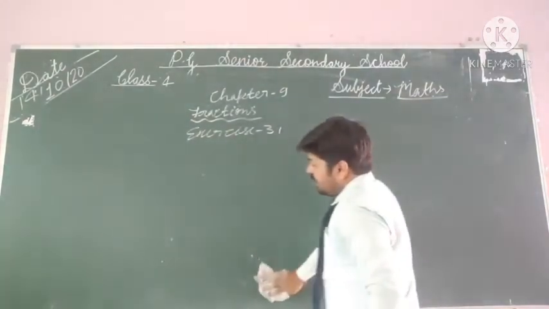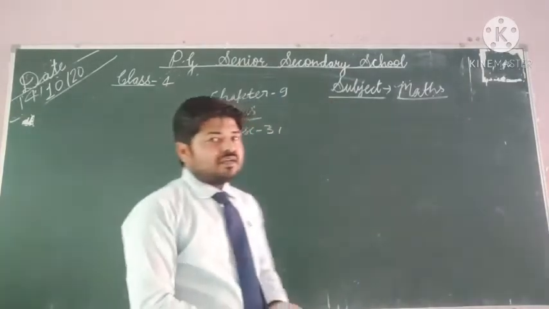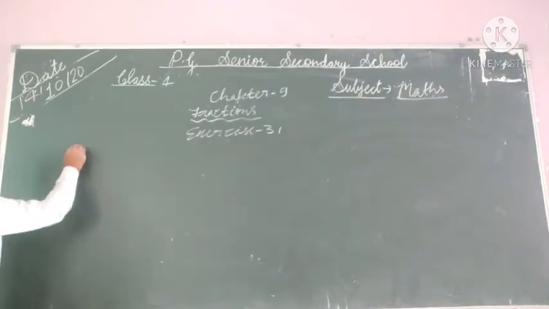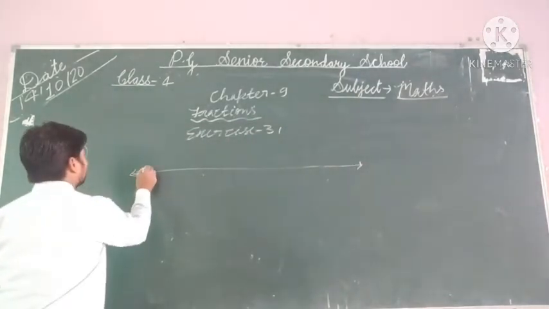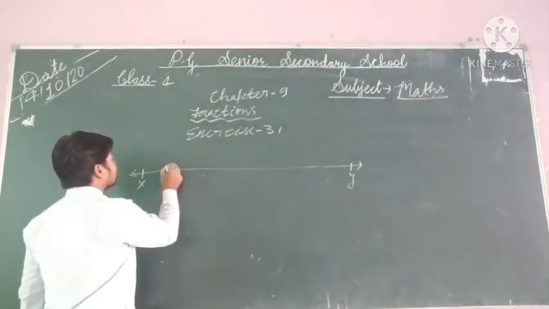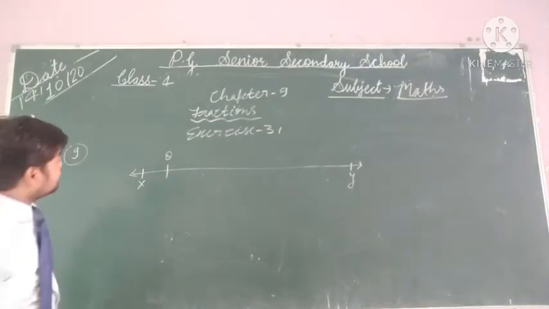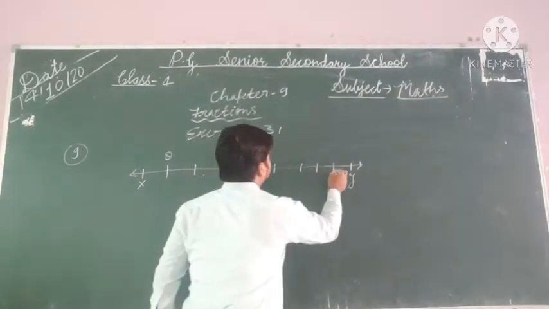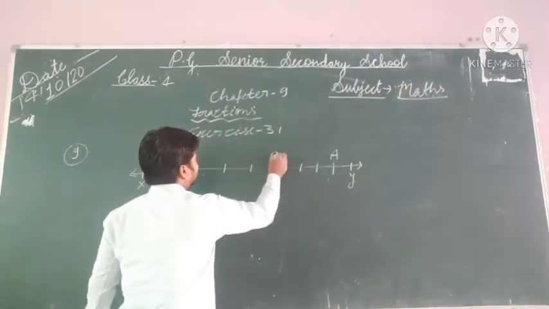In question number 9, the number line is given and you have to tell the fraction. Question number 9 is opposite of this question. The number line is given in your book, X and Y. Here a point O will be there. There are 7 parts here: 1, 2, 3, 4, 5, 6, 7, 8. And here point B is given.